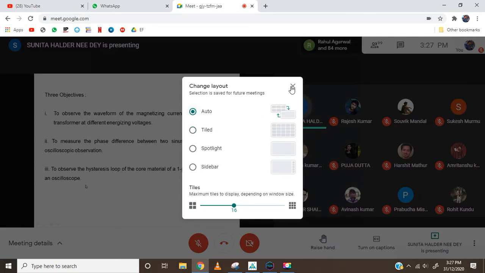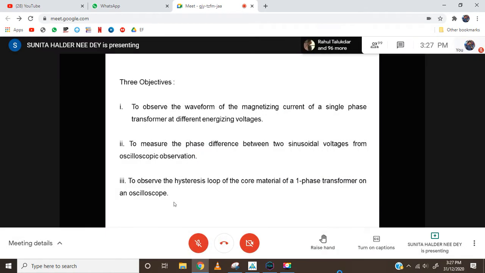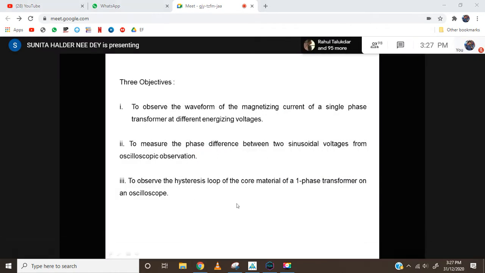Have you got the instruction manual of the lab? Yes, ma'am. These things are in the instruction manual. I have just copied from there.